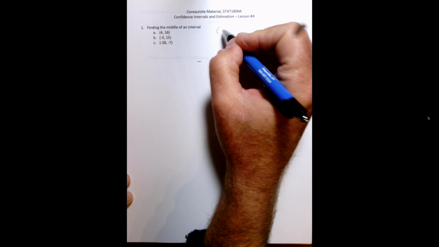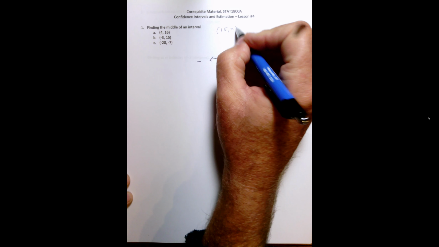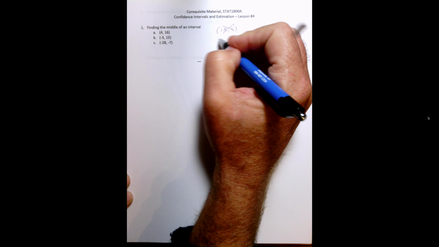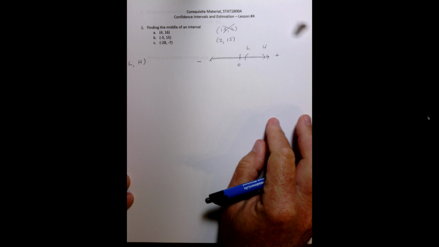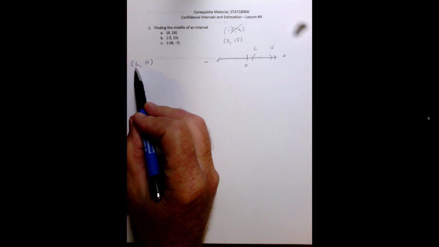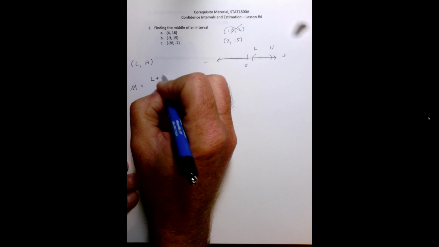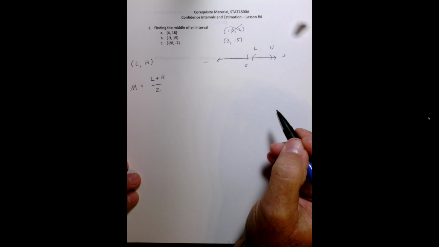It would be goofy to write an interval like 15, 2. The reason is the low number has to go to the left and the high number has to go to the right. So an interval will in general be in the form of low to high. To find the middle, all we have to do is find the average of those 2 points: add them together and divide by 2.